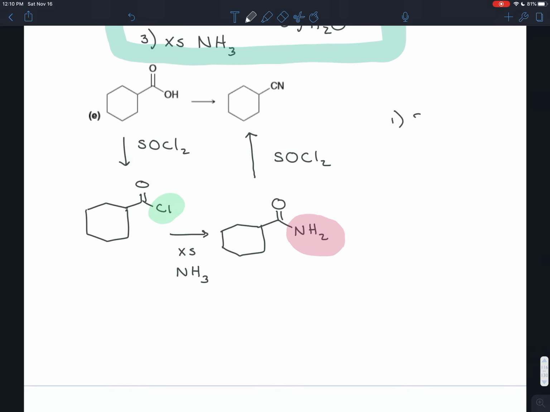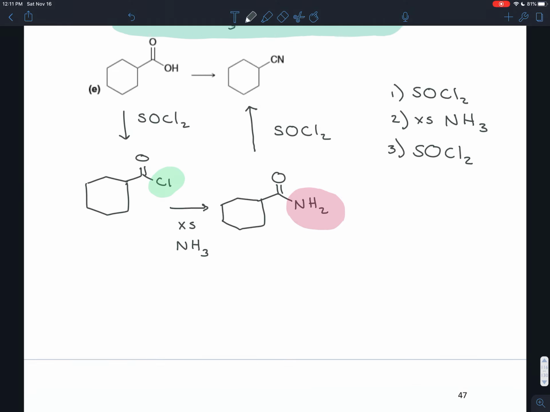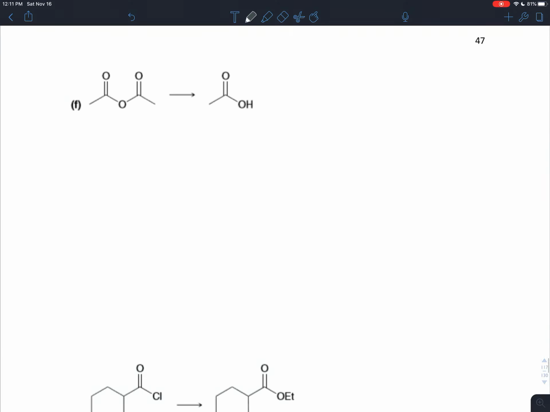So overall, your recipe here is thionyl chloride, followed by excess ammonia, followed by another step of thionyl chloride, doing a very different reaction, like you're making a different reactant into a different product, but through a similar mechanism, by turning the oxygen into a good leaving group. So that's E.